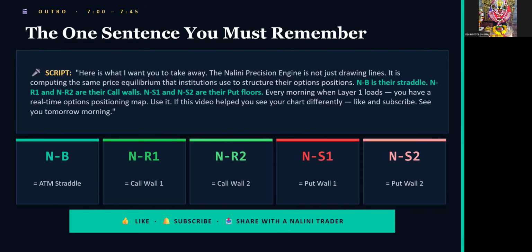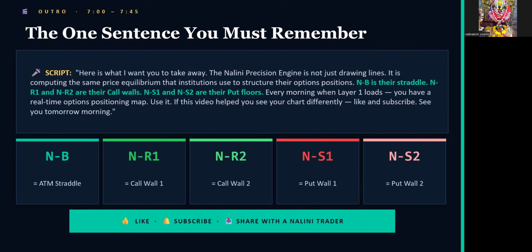So remember, Nalini base is equal to ATM straddle. Nalini R1 is equal to call wall 1, NR2 is equal to call wall 2, NS1 is equal to put wall 1, NS2 is put wall 2.